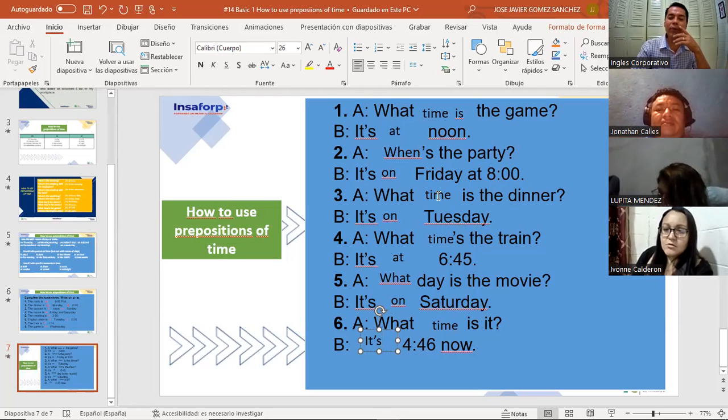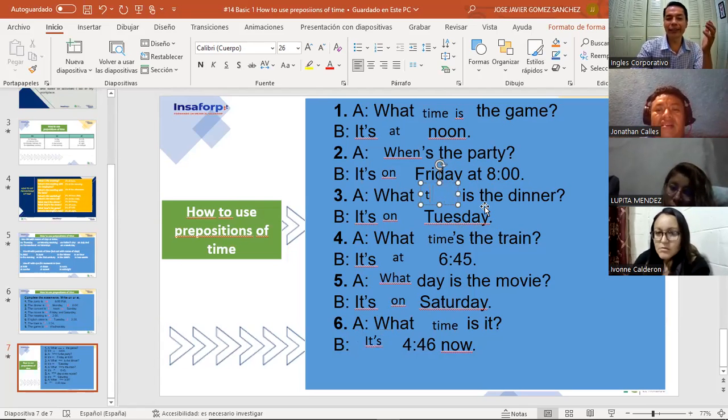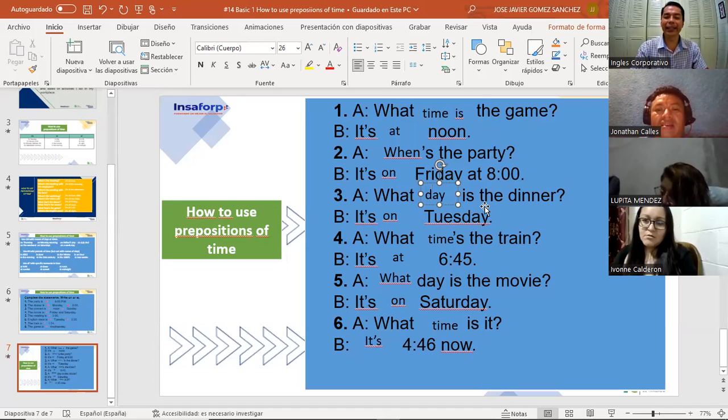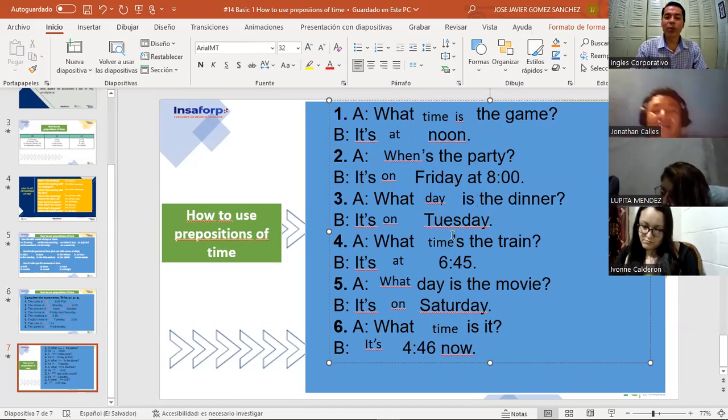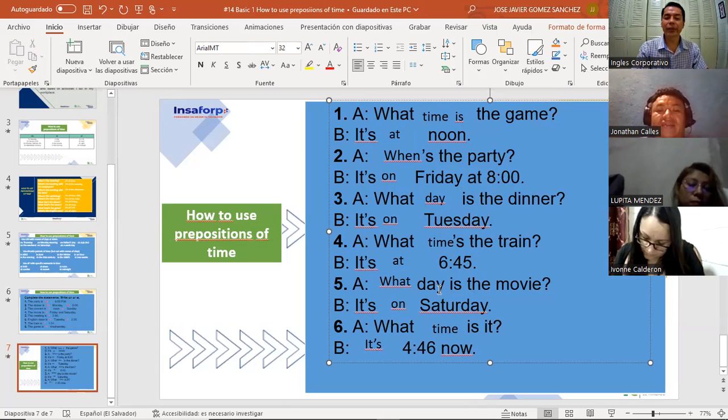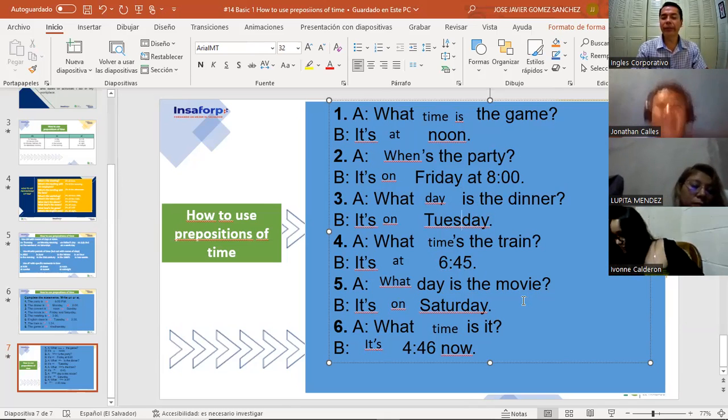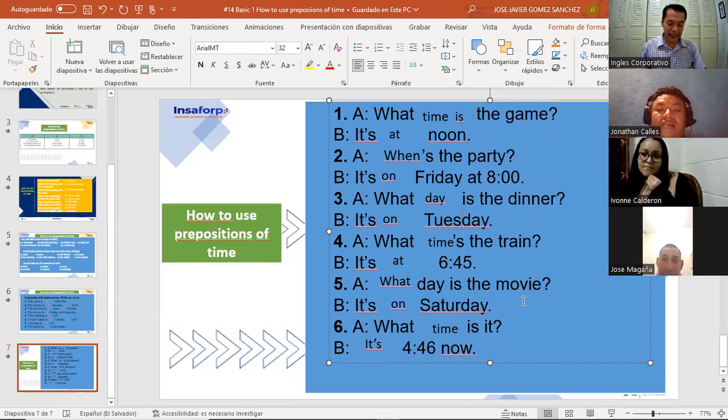Ah, no, perdón, aquí hay un error. Sería what day, ¿verdad? Sí, porque dice que es Tuesday. What day is the dinner? Perdón, corregimos ahí, okay. What day is the dinner? It's on Tuesday. What time is the train? It's at 6:45. What day is the movie? What day is the movie? It's on Saturday.